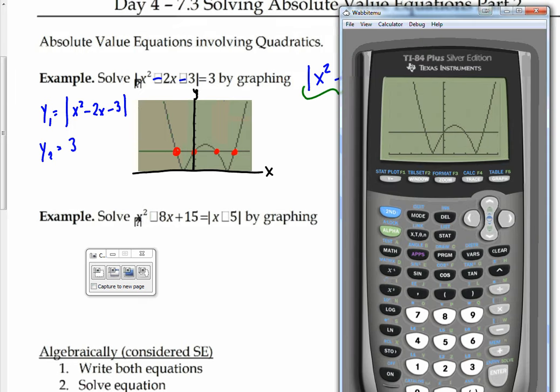Second trace. Let's do the farthest negative, or the smallest. So go over. Once you're over there, all you have to do is enter 3 times. 1, 2, 3. Okay, here's a problem. Do I want a decimal? No, I don't want a decimal. I don't like negative 1.645751.